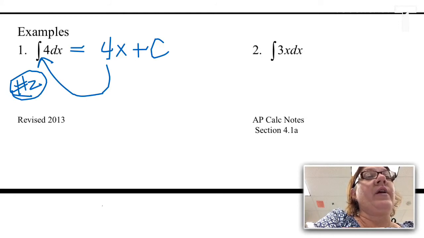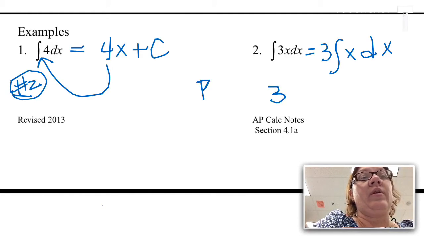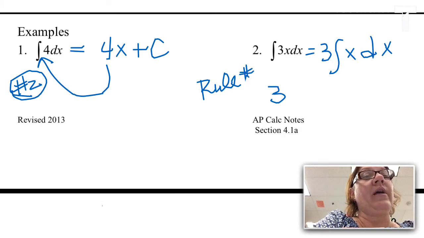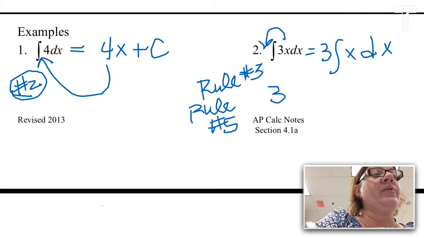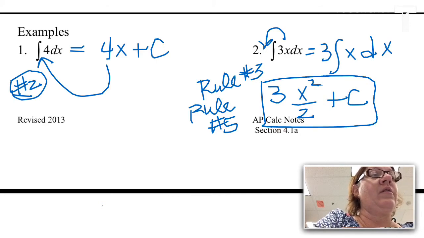And same thing here. I could pull the 3 out in front, and then I'm taking the antiderivative of x. And of course, I want to power that back up. So I'm actually using a couple rules. I'm using number 3, where I pulled that constant or that coefficient out. And at the same time, I'm using rule 5, because I'm about to power back up. So when I power back up, I divide by that new exponent, and then plus c. So there's my new function, f of x. We'll call him capital F of x.